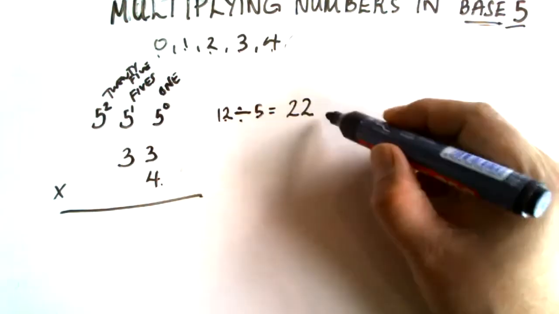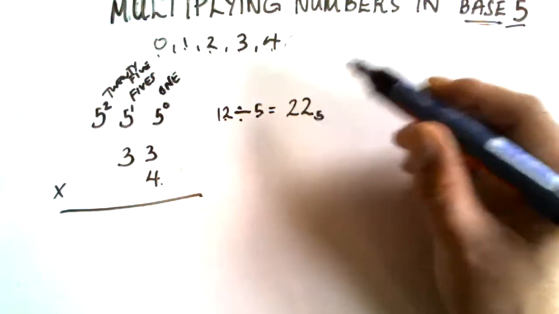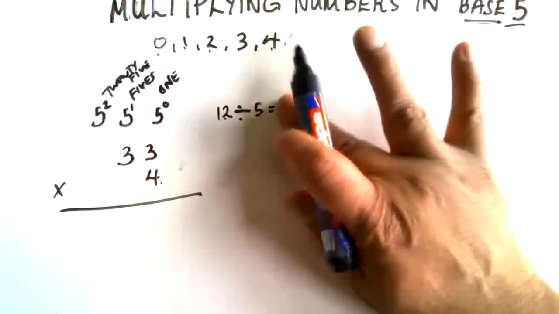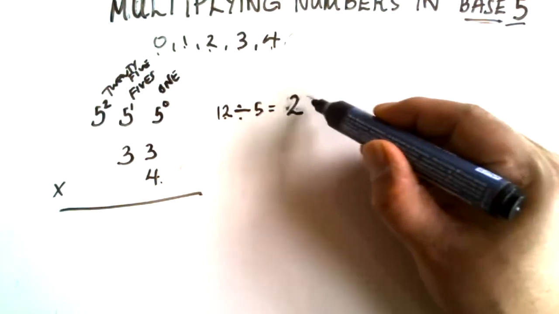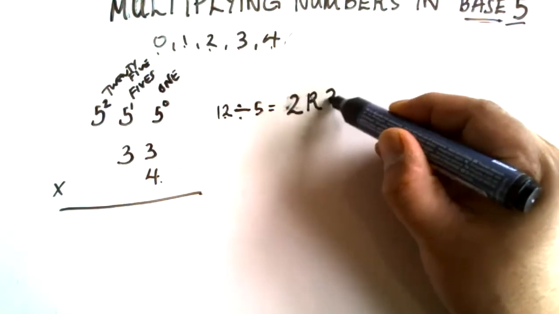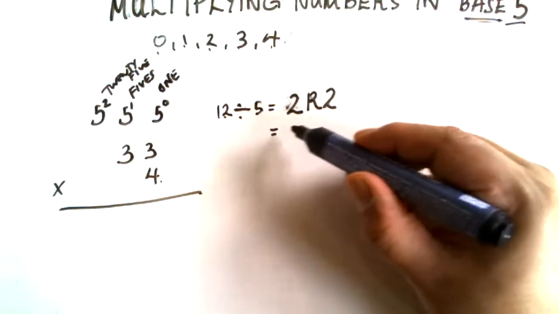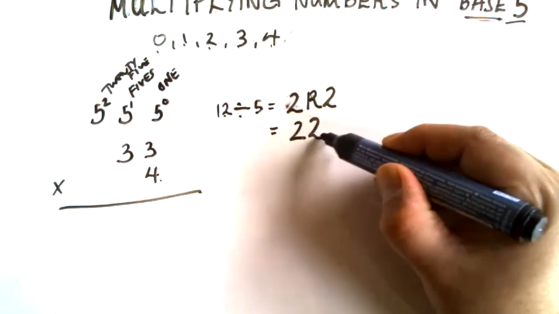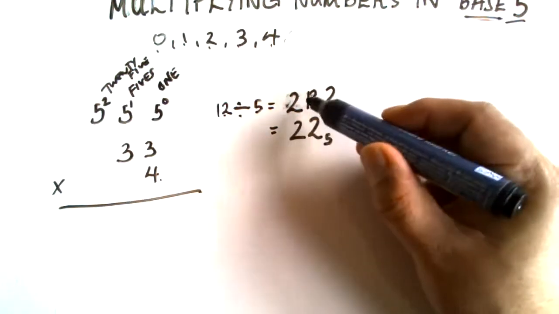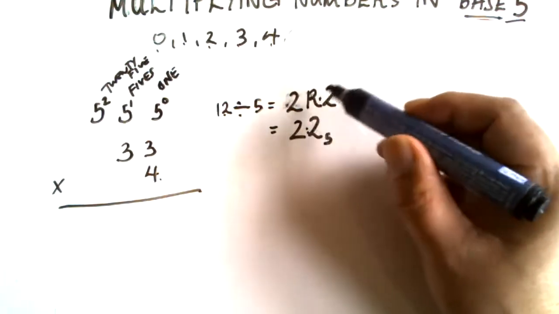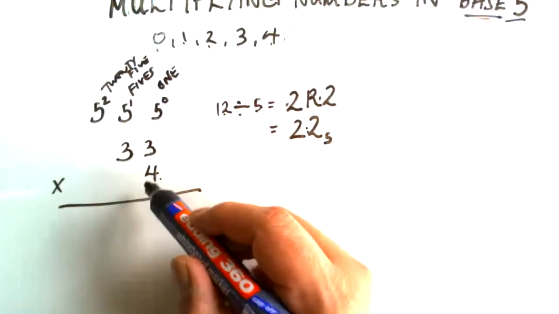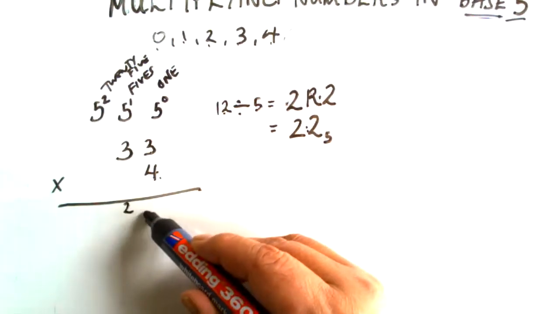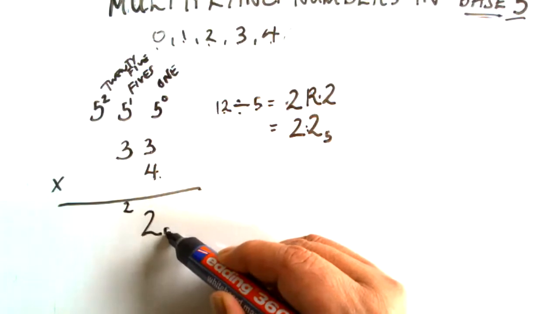So this is essentially base 5 now. 2 remainder 2. Well, let's do it quick. So it'll be 2 remainder 2. That's your answer. But you could also write this as 2 groups of 5 with 2 outside in base 5. This is essentially the same thing. So 3 times 4 is 2 remainder 2 in base 5.